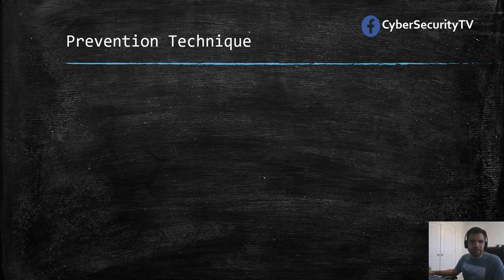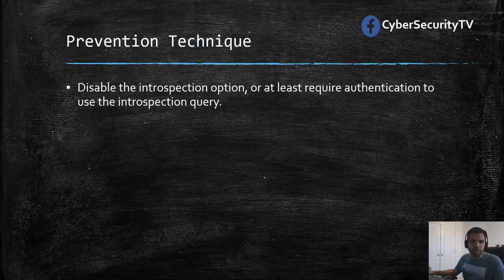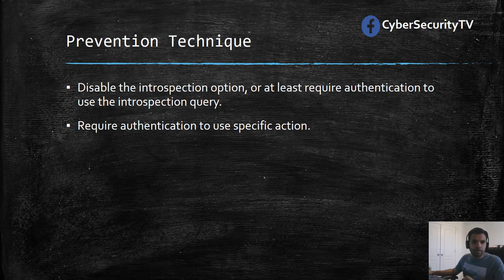Now, the prevention techniques we pretty much talked about, but let's quickly recap. Disable the introspection option, or require authentication to use the introspection query, right? Because that should not be allowed for public users or in production. Make sure you have authentication to use specific actions. And the reason we are stressing more authentication is because sometimes developers take it for granted.